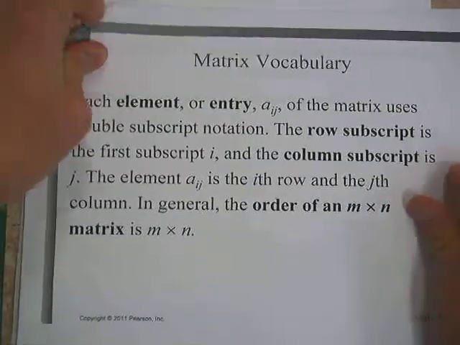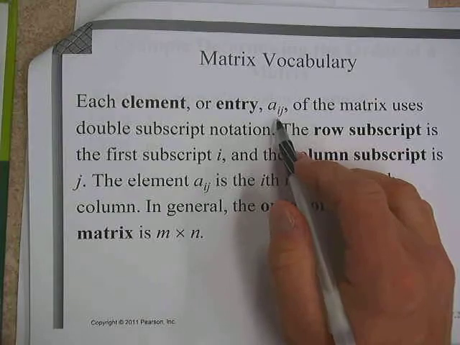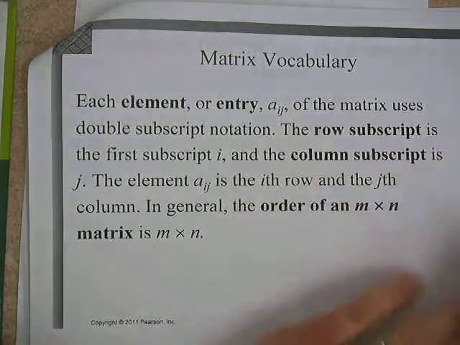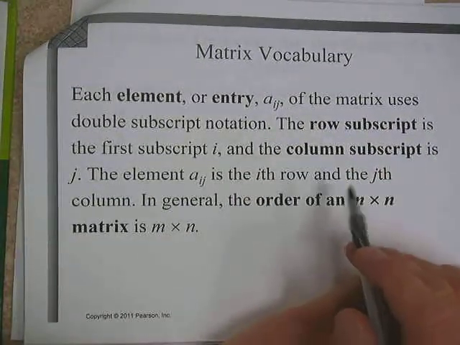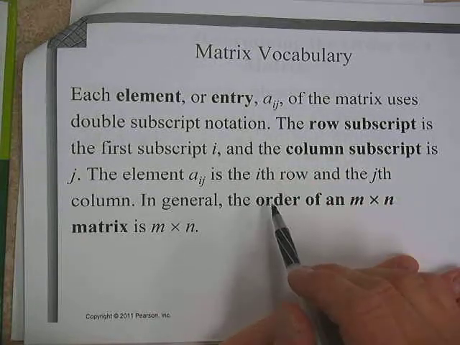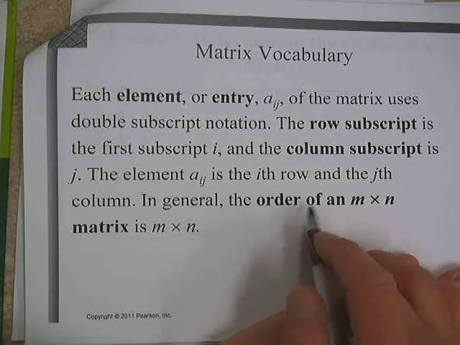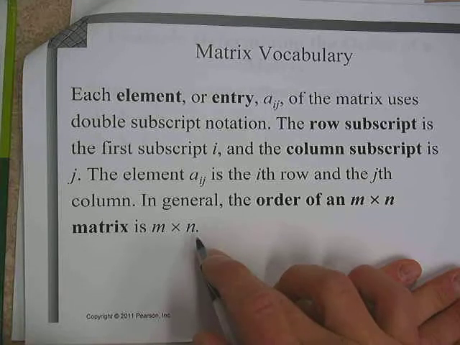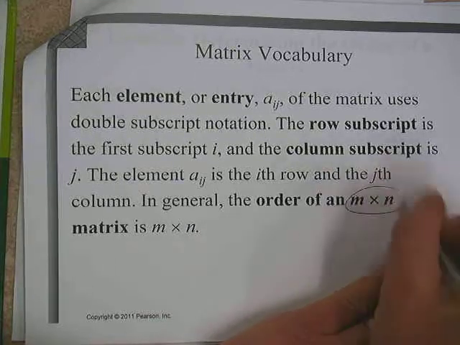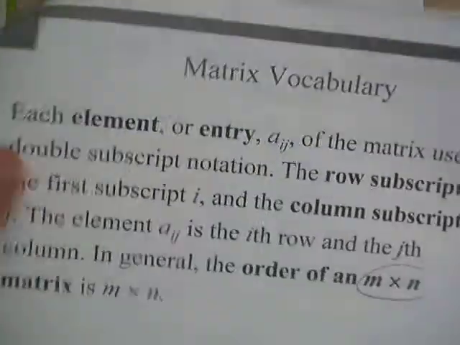A couple more vocabulary words here. There's a fair amount of vocabulary in this. Each element or entry, whatever number is in the matrix, or possibly a letter, uses the double subscript notation, as we just mentioned: row is first, column second. In general, the order of an M by N matrix is M by N. So when they ask you for an order, we're looking for rows by columns.